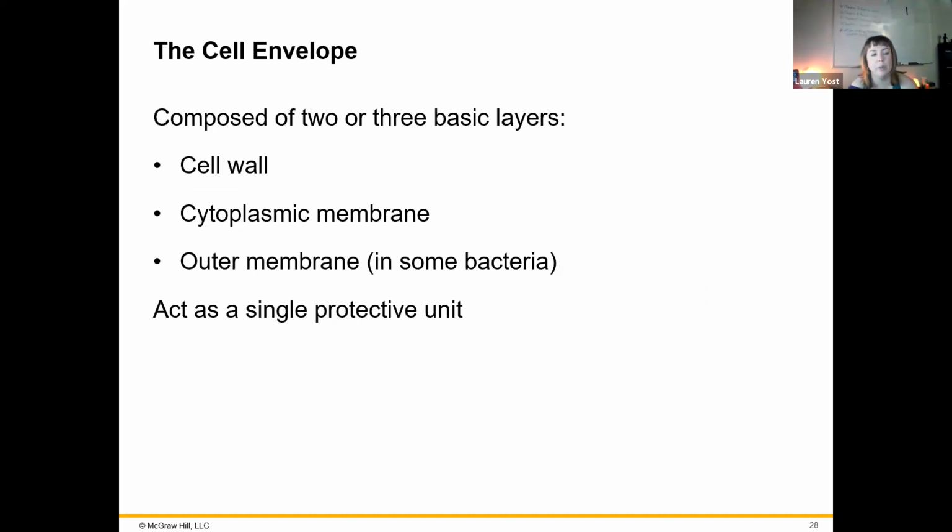All right, the cell envelope is referring to the entire outer coating of the bacterium. This is going to consist of a cell wall and a cytoplasmic membrane for sure.